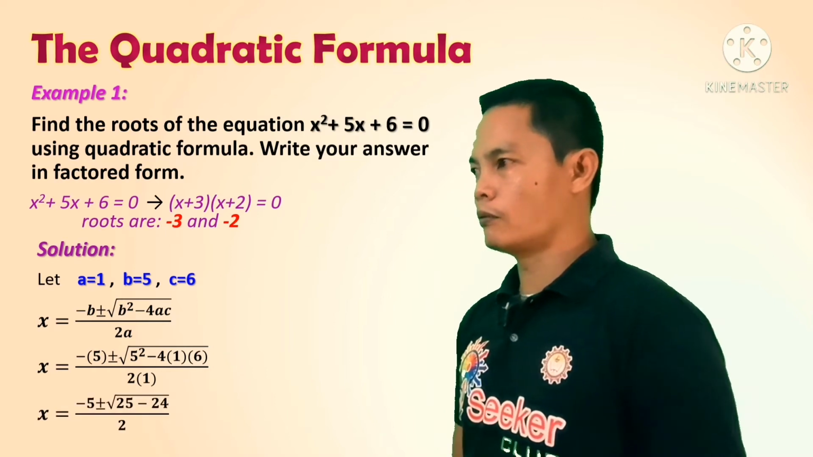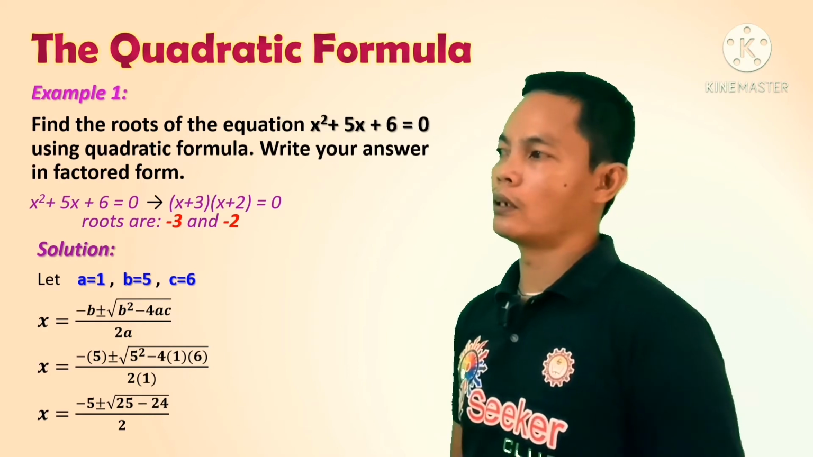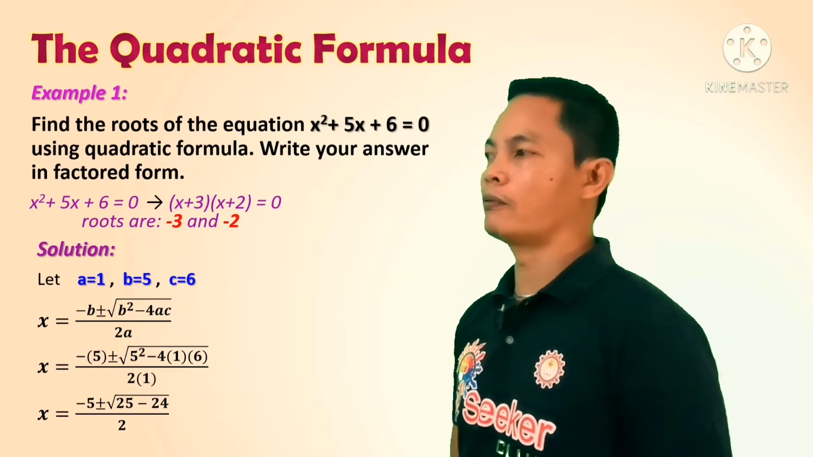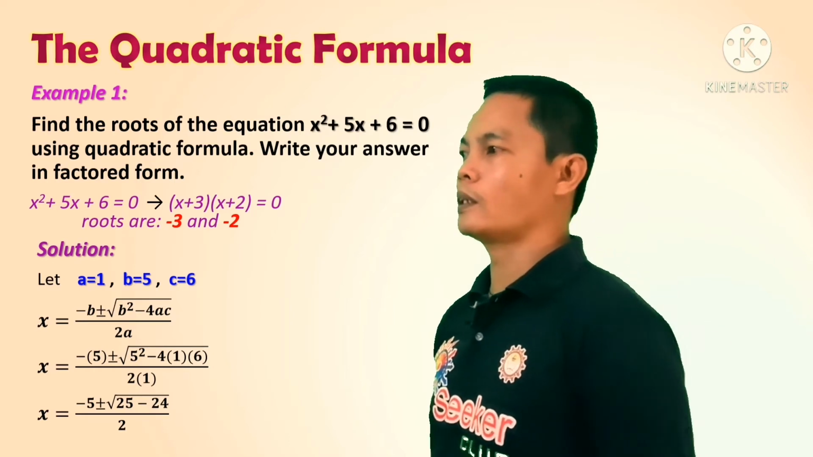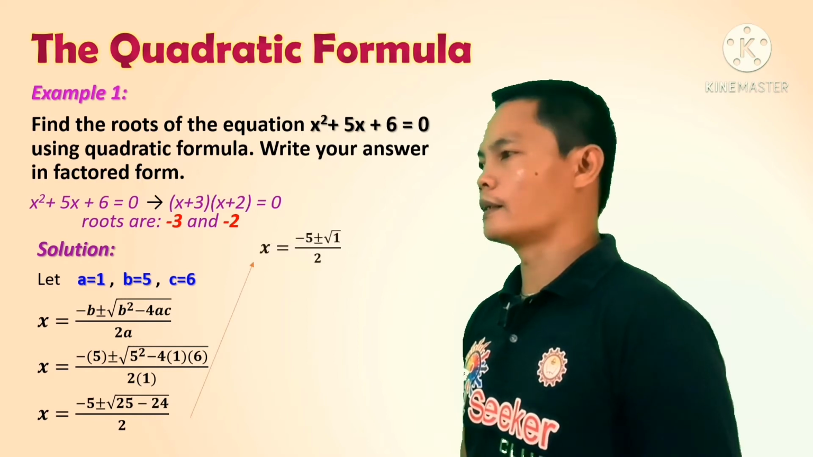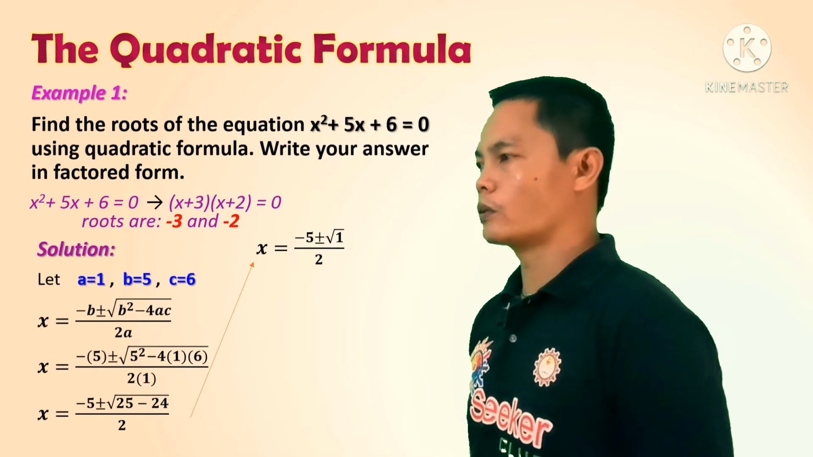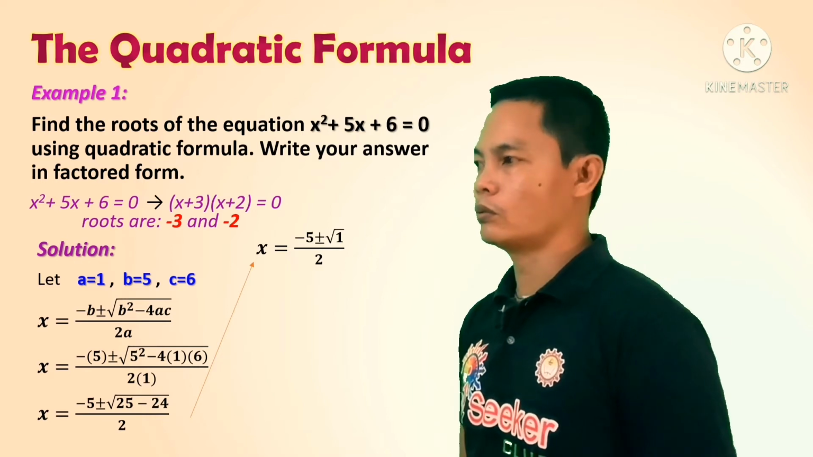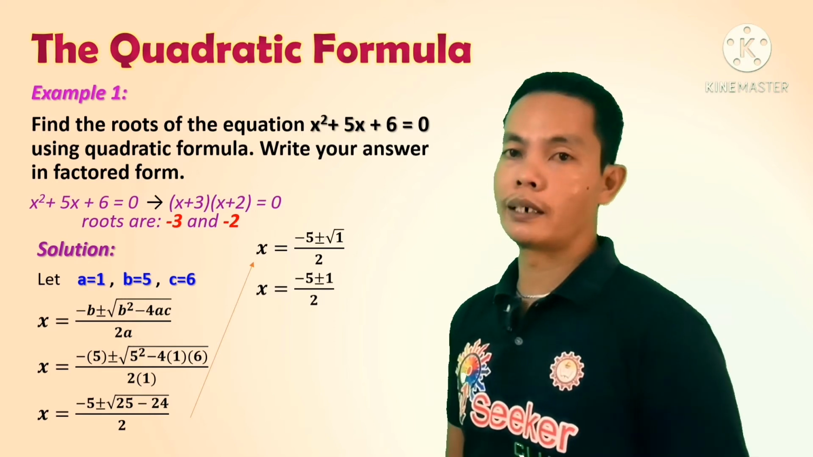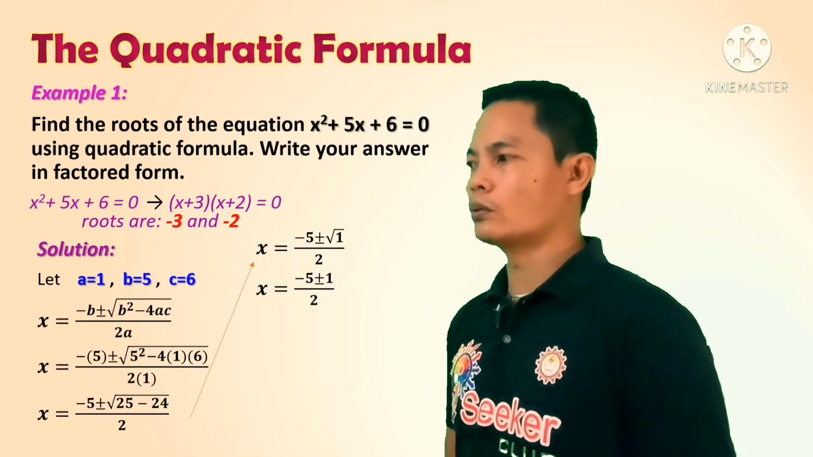X equals to negative 5 plus or minus, we have square root of 25. So 5 times 5 is 25. Then the product of 4, 1, and 6 is 24 all over 2. Then we have x equals to negative 5 plus or minus square root of 1 all over 2. X is equals to negative 5, square root of 1 is 1, plus or minus 1 all over 2.